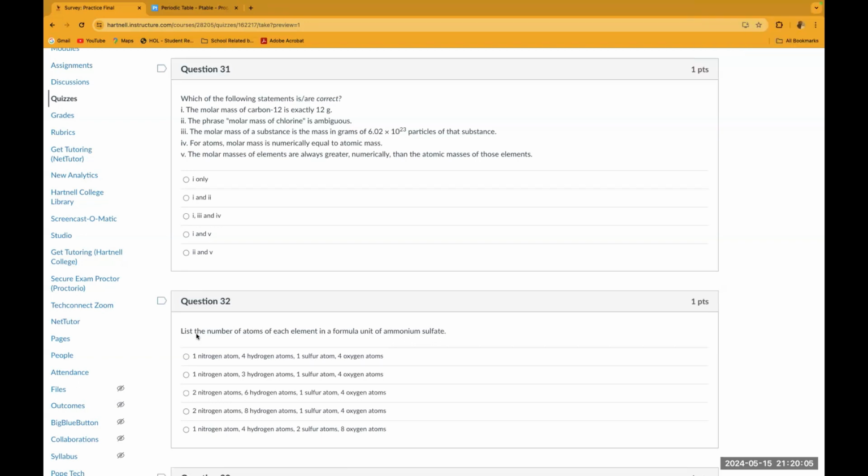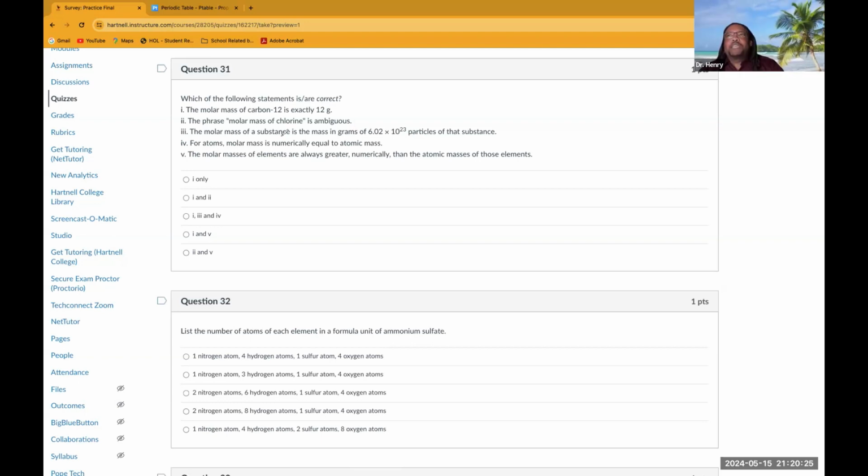I know the third one's wrong. Okay. Are you sure? Let me read that again. Molar mass. Okay, I'm kind of lost now. That one should be correct. Yes, that one is correct.